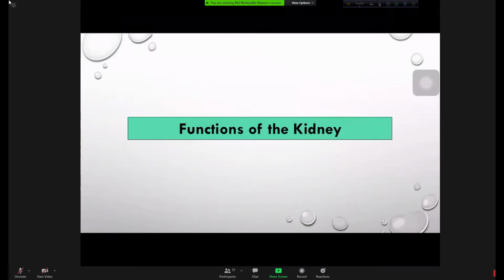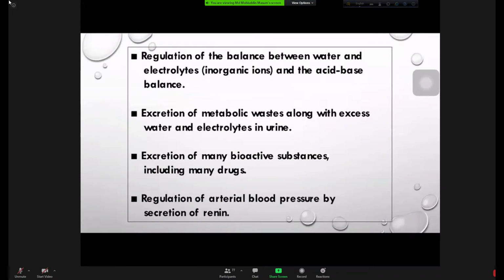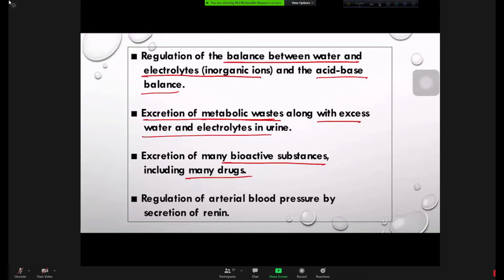Then the function of the kidney, I think you are familiar with this. First, regulation of the balance between water and electrolytes. So water balance and electrolyte balance, and it also takes part in acid-base balance. Then excretion of metabolic waste products along with excess water and electrolytes, and excretion of many other bioactive substances, some drugs, and it also helps in regulation of arterial blood pressure by secretion of renin.